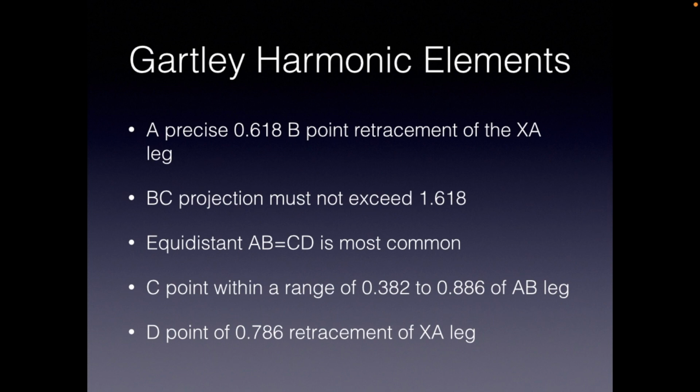AB equals CD, equidistant, is the most common ABCD in the Gartley. We're also looking for a C point within a range of 0.382 to 0.886 of the AB leg. And the D point is always a 0.786 retracement.